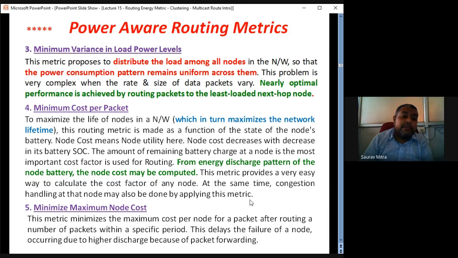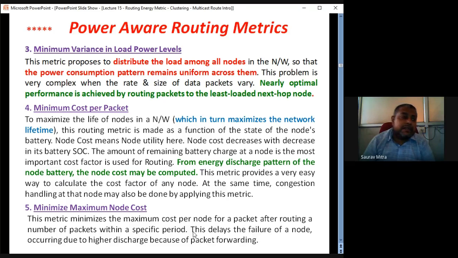Last factor, minimize the maximum node cost. Whatever is the maximum power usage for any node, for any operation, that has to be as less as possible. So this metric minimizes the maximum cost per node. That means whatever is the energy usage per node, it should be as less as possible for routing a number of packets within a specified period.